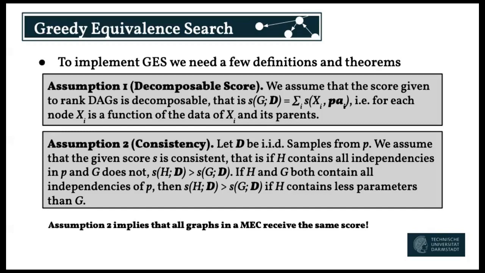And consistency, which just tells you if a graph is closer in terms of encoding independency properties of a distribution than another graph, then the graph that is closer to the independencies in the data should be rated better. And if both graphs are working equally well in that regard, then you favor the simpler model.